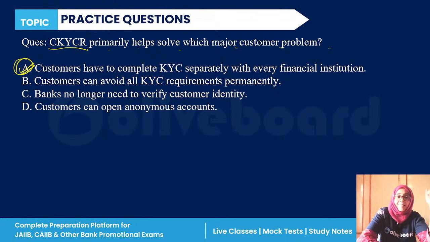Not C. The customer identification procedure still has to be done. The central KYC record registry doesn't eliminate the customer identification procedure. You have to do the customer identification procedure in any case. Your repetitive KYC requirement is what is actually solved by the central KYC record registry. Okay.